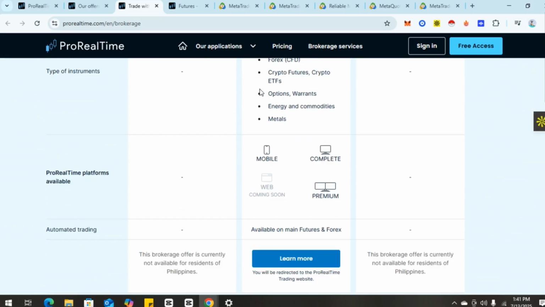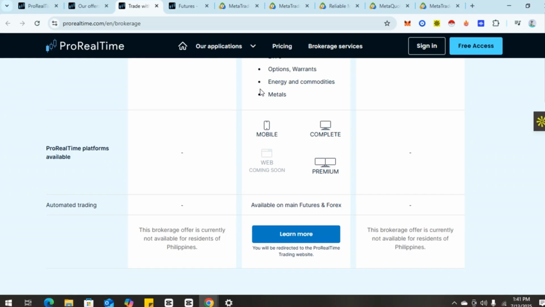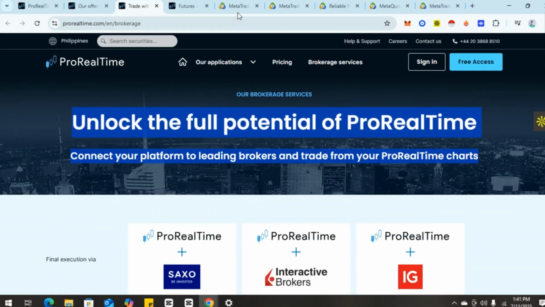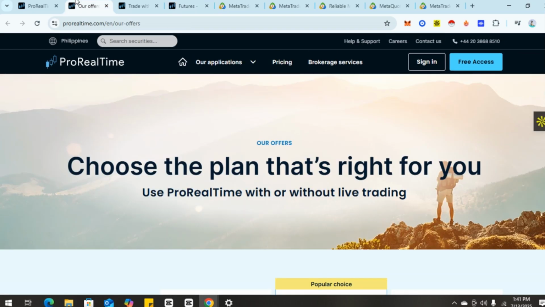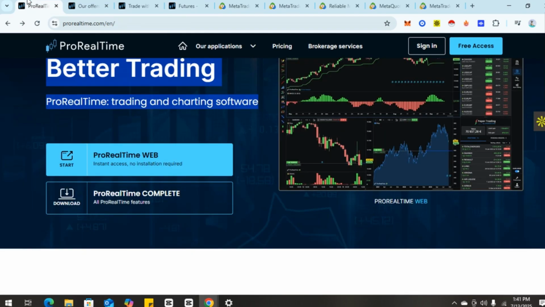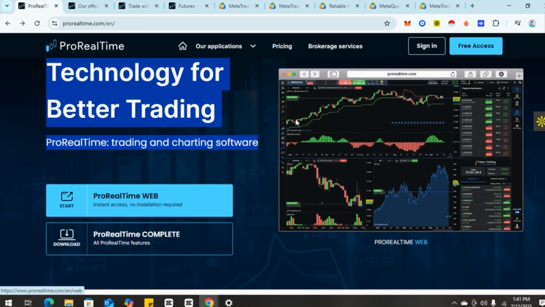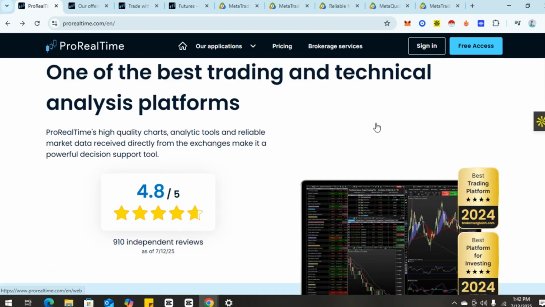MT4's interface looks dated in 2025 with basic chart styles and limited UI flexibility, whereas ProRealTime offers multi-monitor setup, auto-save templates, drawing precision, and even tick-by-tick price replays, a goldmine for technical analysis and price action traders.